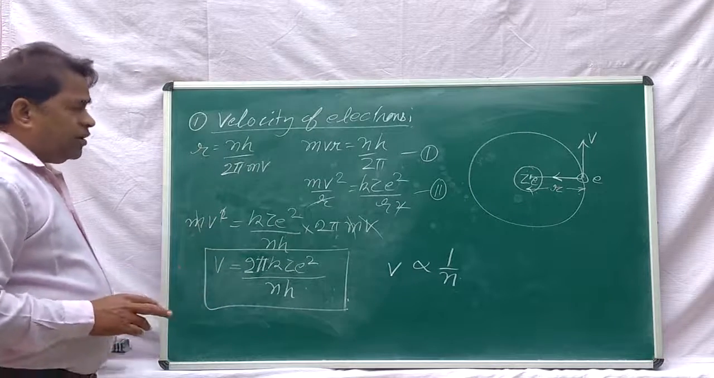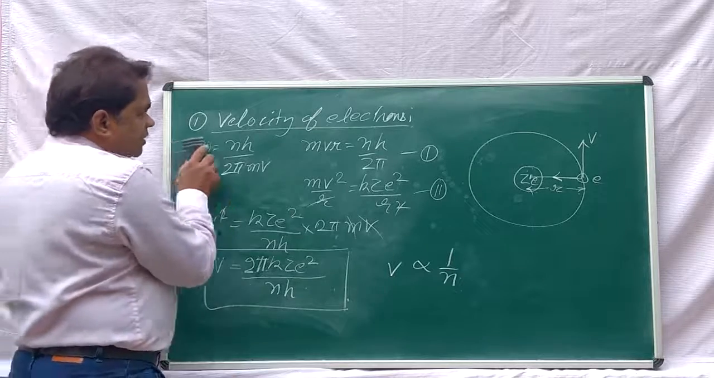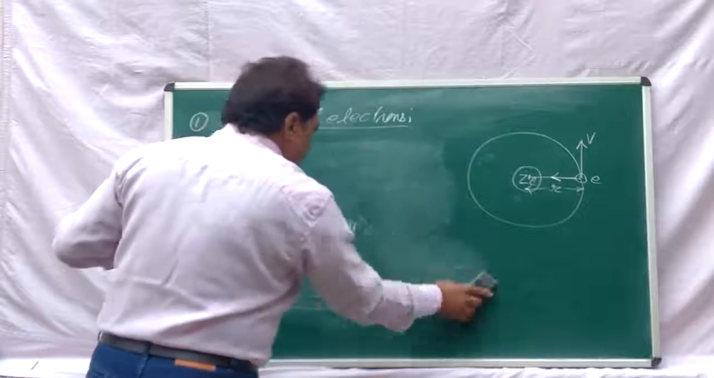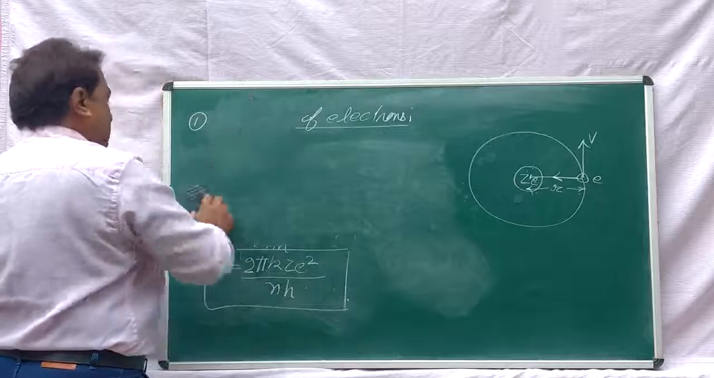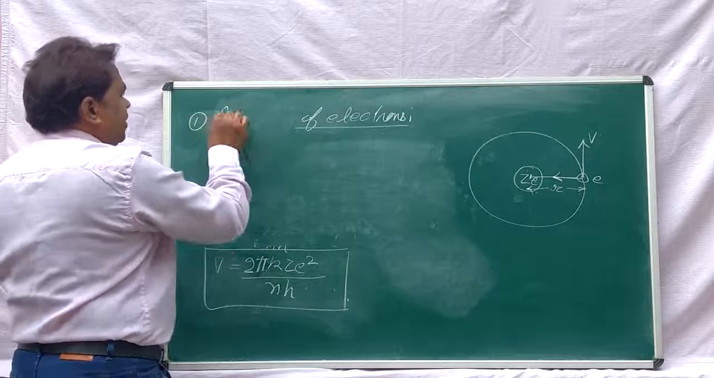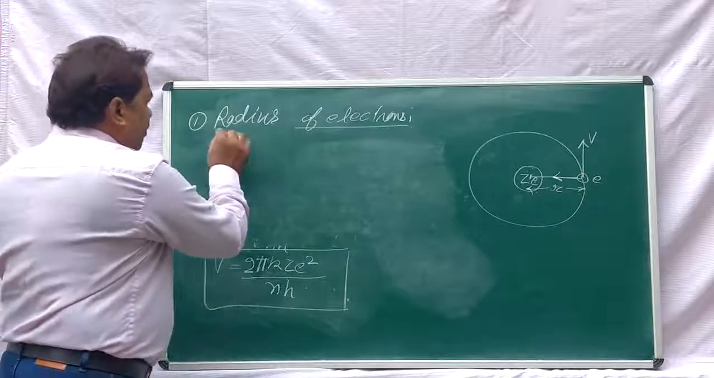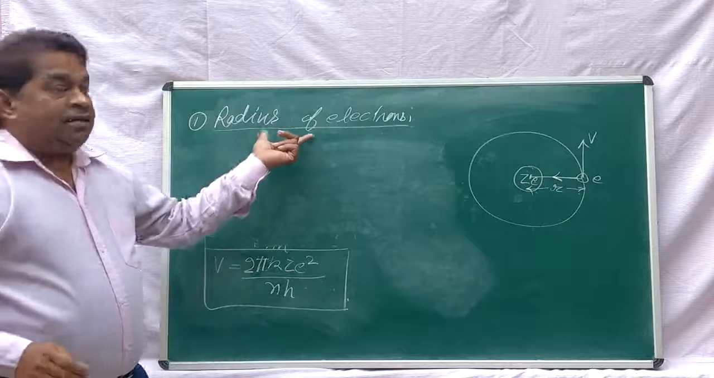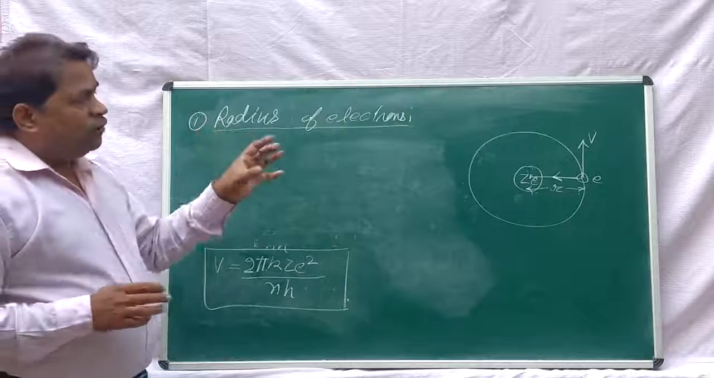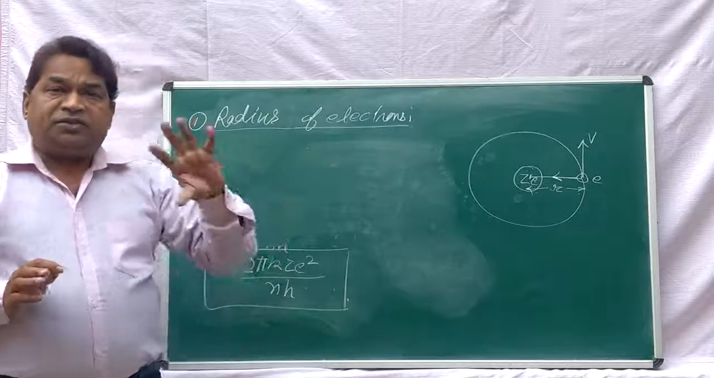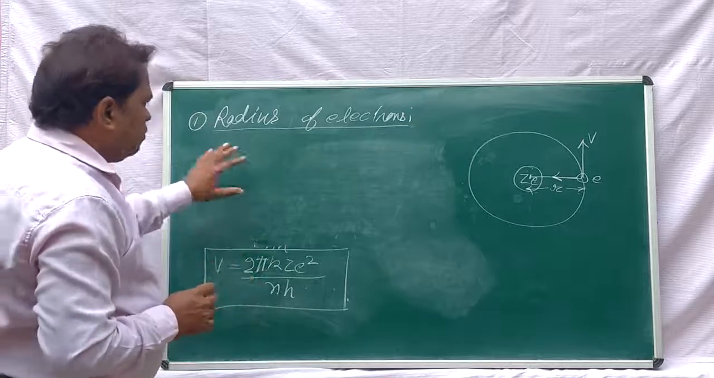Now we are going to find the formula for the radius of the revolving electrons. Here I am writing in short, but this is not the radius of the electrons. It is basically the radius of Bohr's orbits in which the electrons are orbiting. So let us see how we will find the radius.